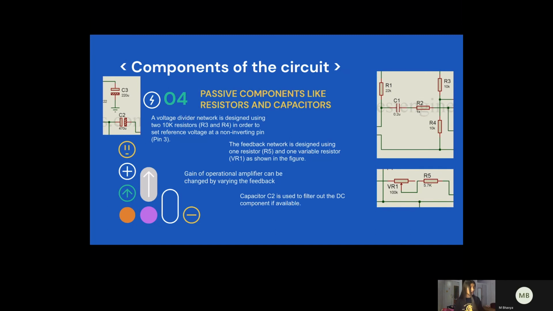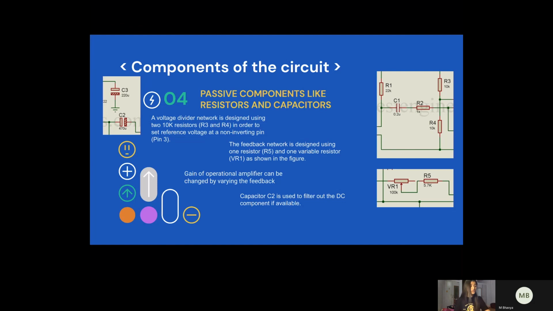Before proceeding further, I would like to reflect upon the passive components such as resistors and capacitors and their functions. The voltage divider network is formed using two 10,000 ohm resistors, R3 and R4, in order to set the reference voltage at the non-inverting pin of the op-amp. The feedback network of the op-amp, which consists of the resistor R5 and the variable resistance R1, is shown in the figure. The gain of the operational amplifier can be changed by varying the feedback, as we saw in the formula for the gain of the op-amp.